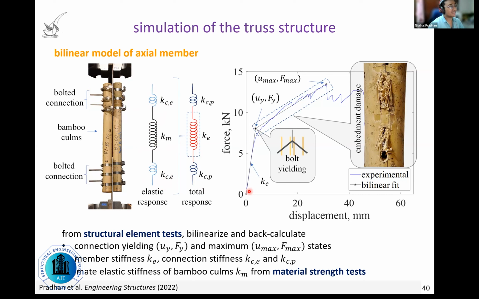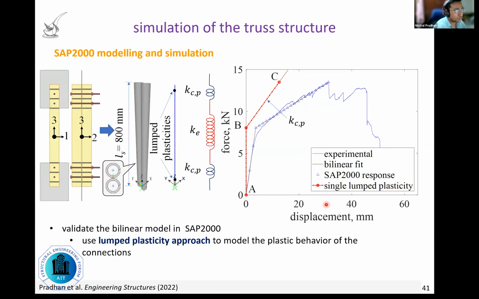The plastic response is characterized by bolt plastic deformation and embedment damage, as you can see here. And this is modeled using additional springs, KCP, on top of the elastic response. So we can calibrate the values of all these parameters by combining the axial member test with the material strength test. By combining these two experimental tests, we can back calculate all these values. And once we do this, we can come up with a way to model such axial members in SAP 2000.